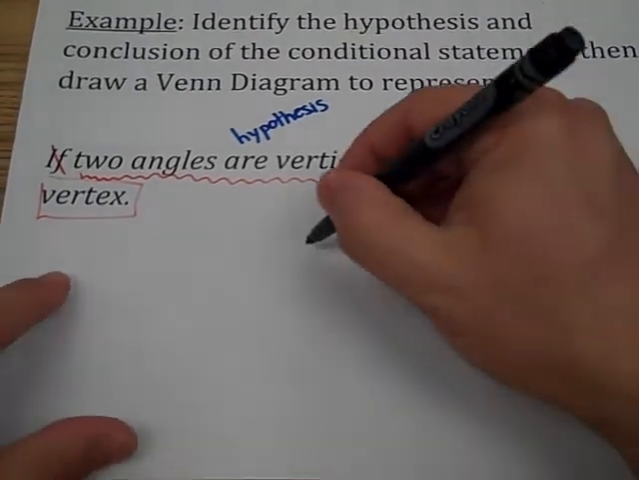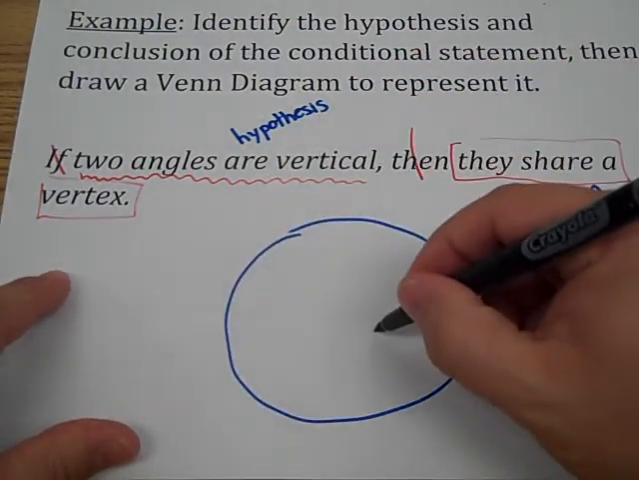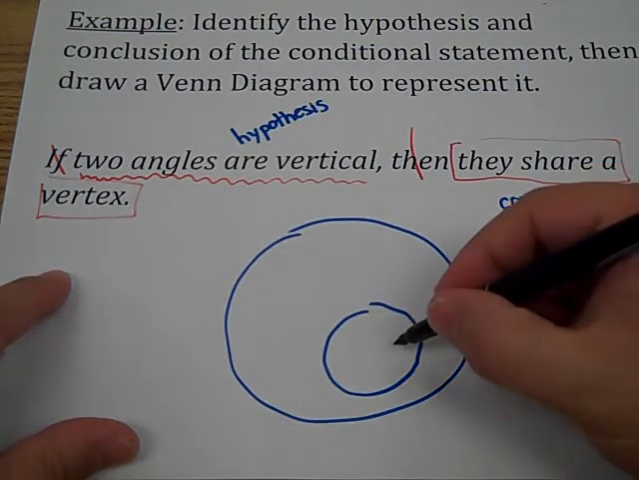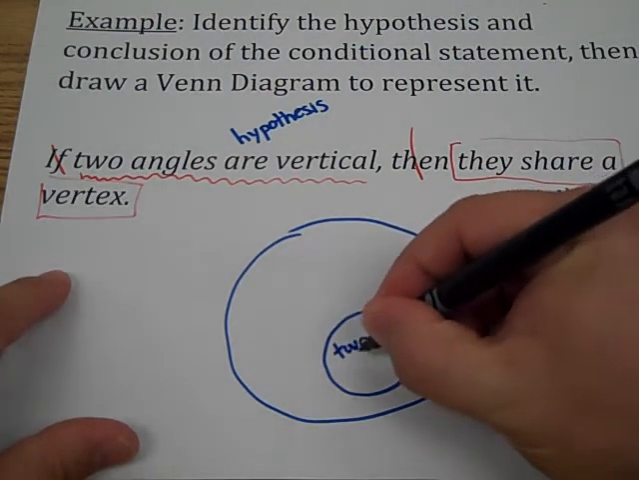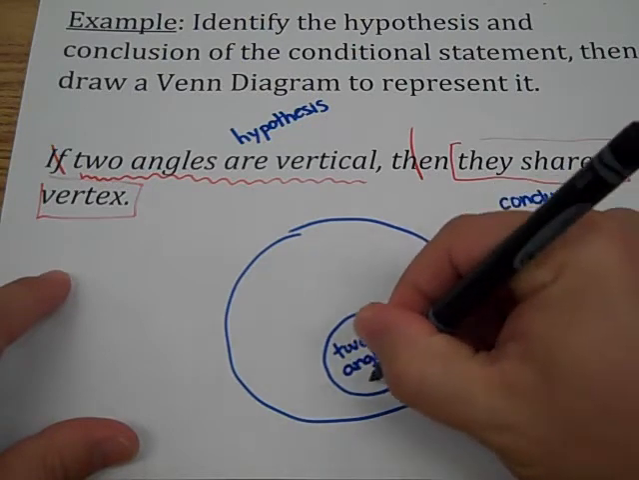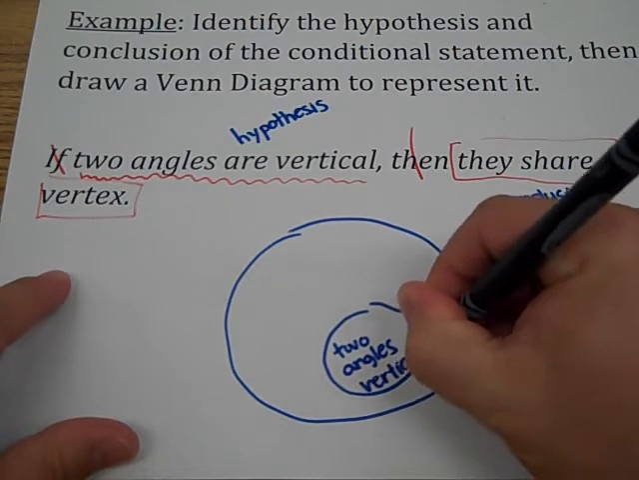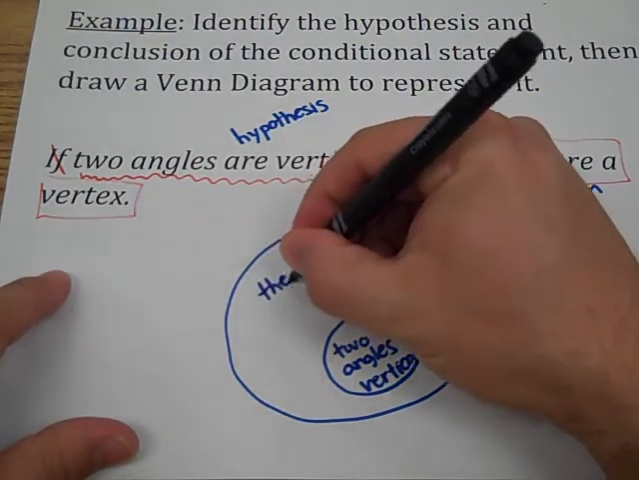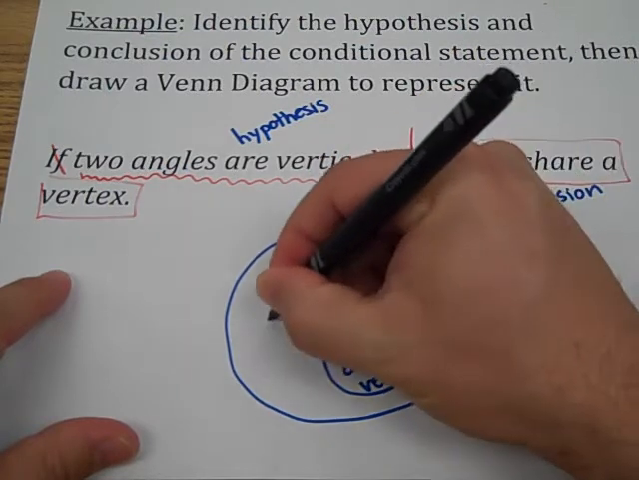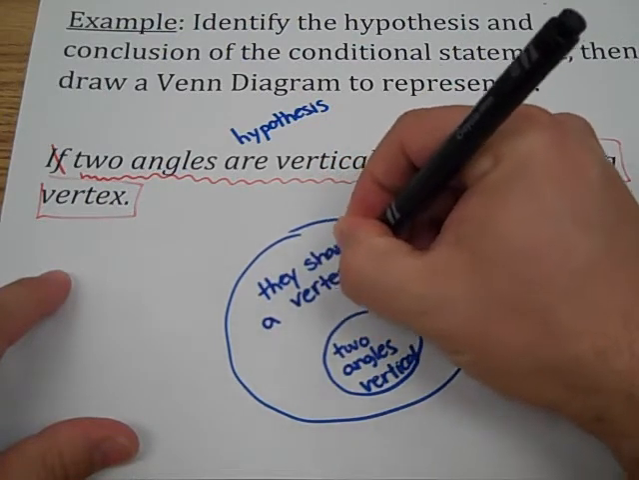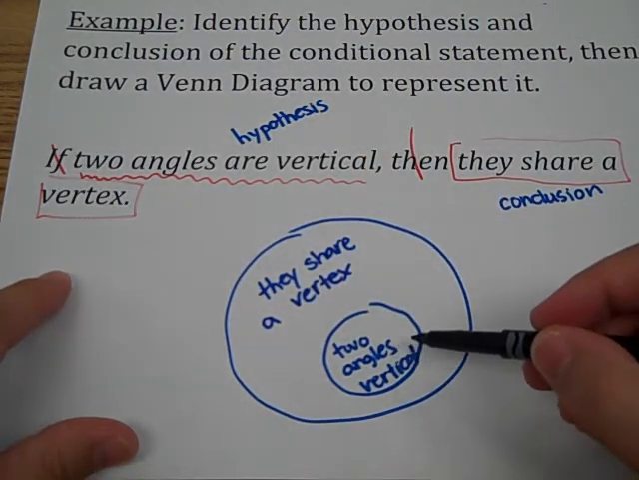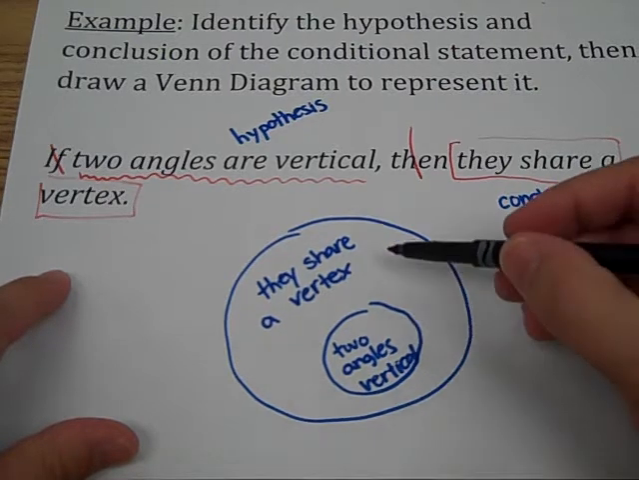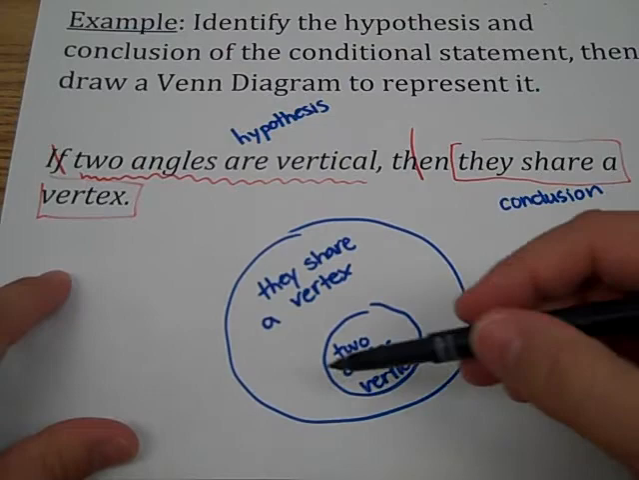If I want to draw a Venn diagram, I have a big circle, and then I have a smaller circle. The hypothesis goes in the smaller circle, so two angles are vertical. And my conclusion goes in the bigger circle. They share a vertex. So if I have two angles in this smaller circle that are vertical angles, then it is true that they share a vertex. They're in the bigger circle.